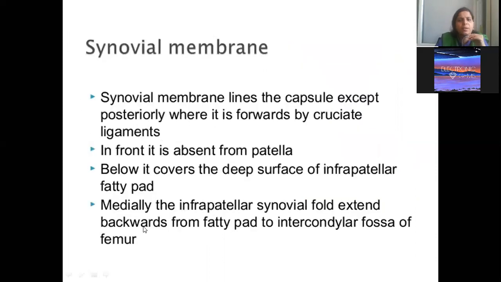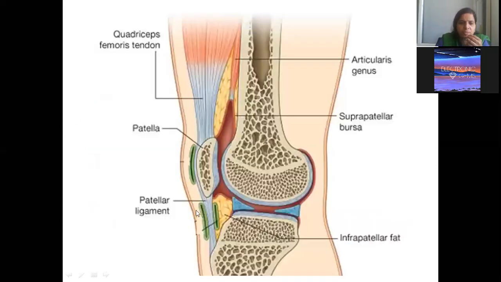So where do we have the synovial membrane? Suppose this is the fibrous capsule, the interior lining will be the synovial membrane. Synovial membrane lines the capsule except posteriorly, where it is in continuation with the cruciate ligaments. In front, it is absent from the patella. So overall, remember that the synovial membrane lines the interior of the fibrous capsule.